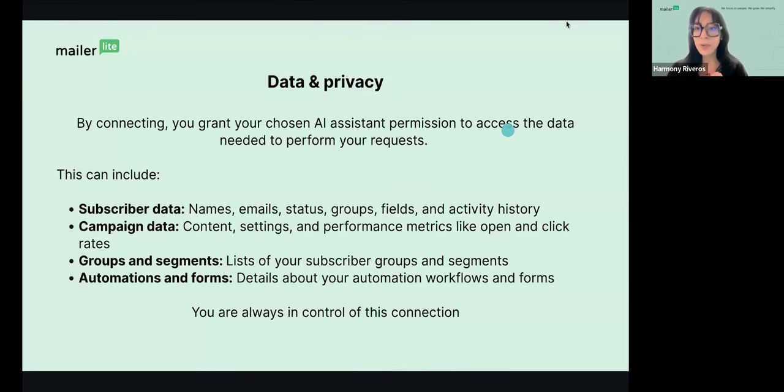So you are able to, this is where the authorization comes in. When you first make that connection, this is what you are agreeing to. The AI is only going to access the data that is needed to perform the request that you ask. Okay? So this might include any one of these things: subscriber data and any of their data, campaign data, as well as the performance metrics, groups and segments, the names, the lists, the emails, everything, automations and forms, all the details about your automations and forms.